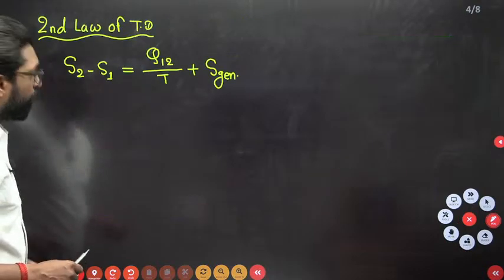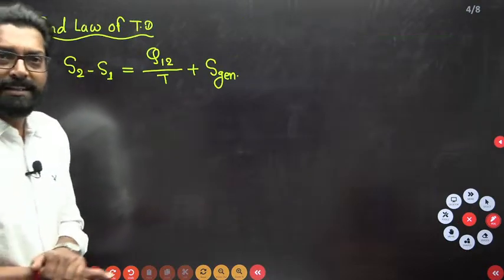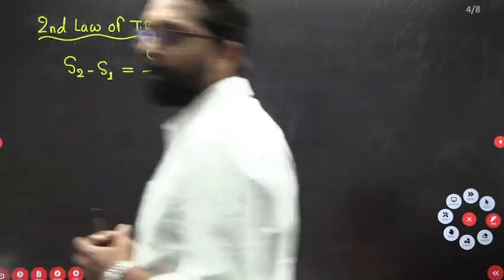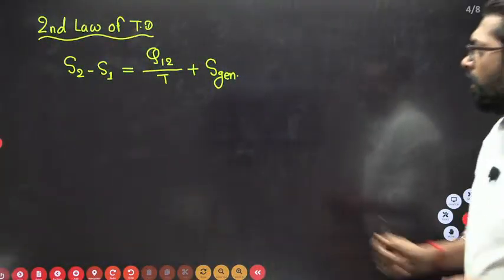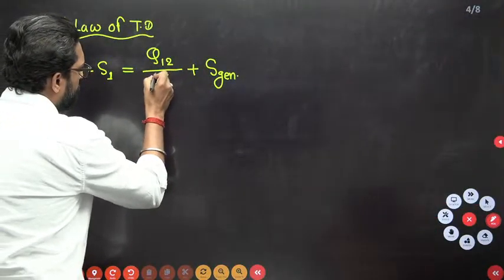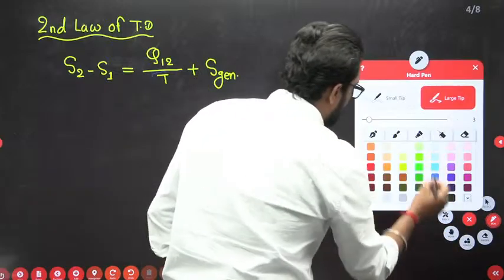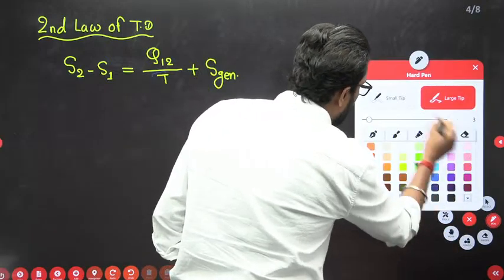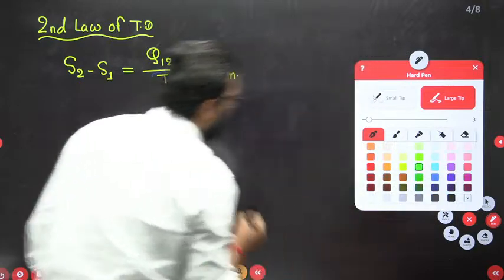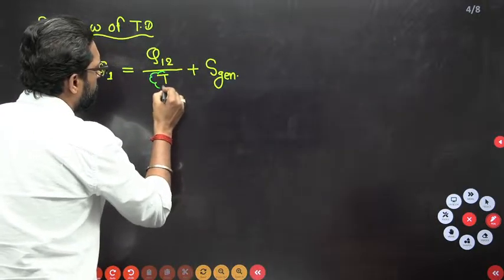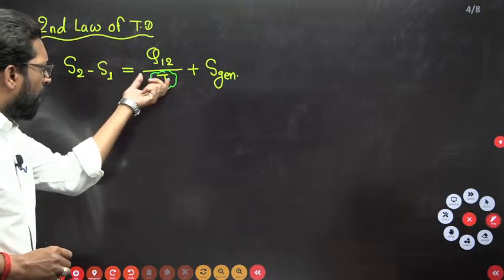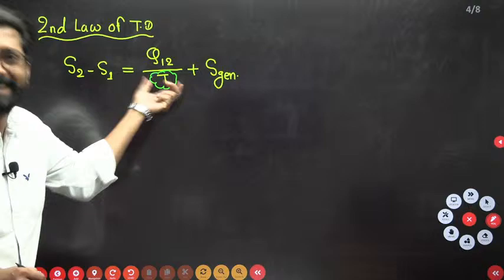So, S2 minus S1 is given, heat transfer is given. What is this temperature? Everyone please tell me. What is this temperature, beta? What will decide what this temperature is?